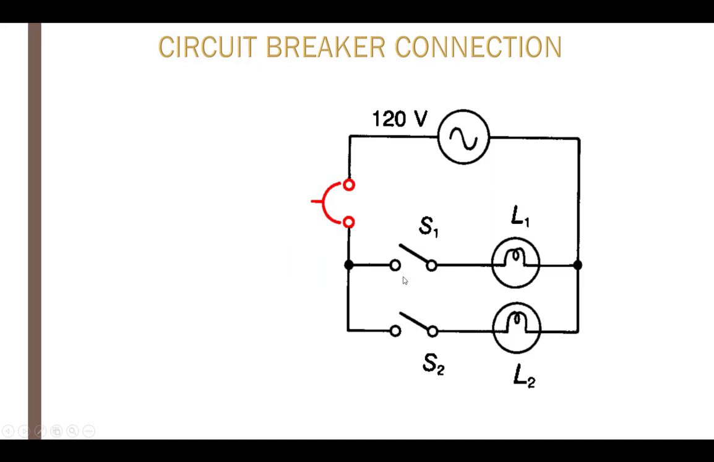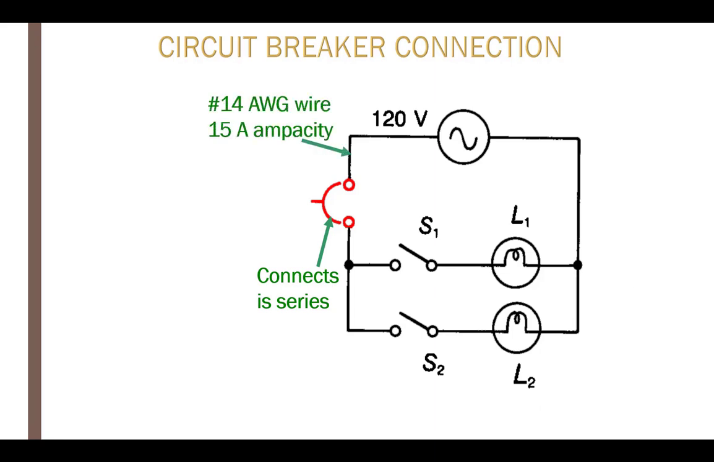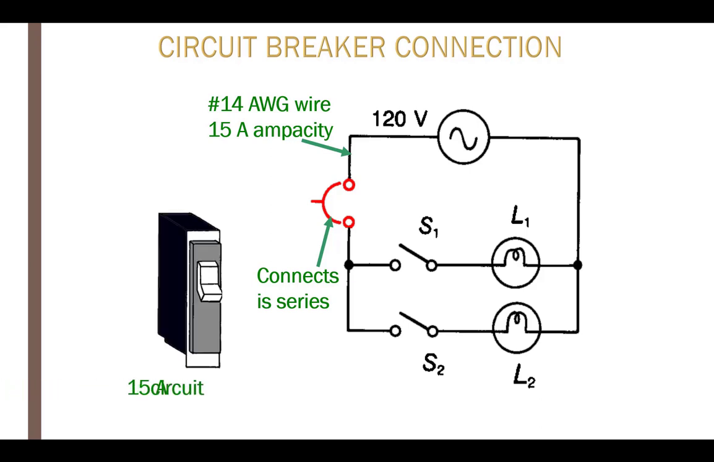Circuit breaker connection. This just shows that this is in series with my following downstream parallel branches. Notice that the circuit breaker is matched to the wire ampacity, the ability to carry current.